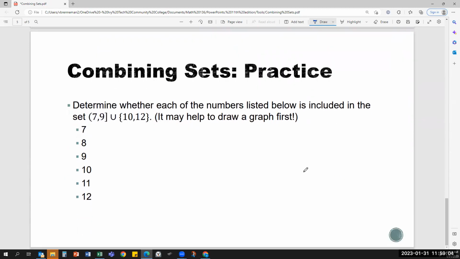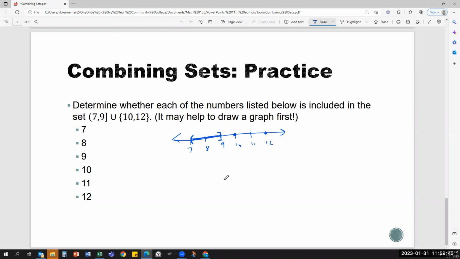And then next example, we have some notation given of the set, and we want to figure out whether some of these numbers are or aren't in the set. So we have an interval from 7 to 9, and then we have the curly braces 10, 12. So on a graph, we have 7, 8, 9, 10, 11, 12. We have everything between 7 and 9 from that interval notation. The parentheses means 7 itself is not included. Square bracket on 9, so 9 is included. Then the 10, 12 in the curly braces just means those individual values 10 and 12.